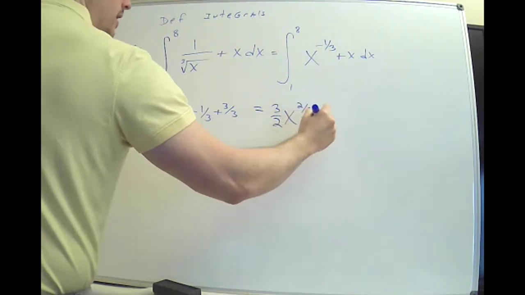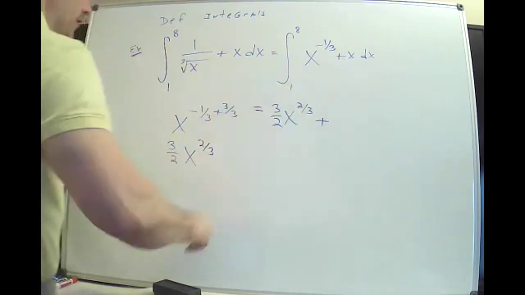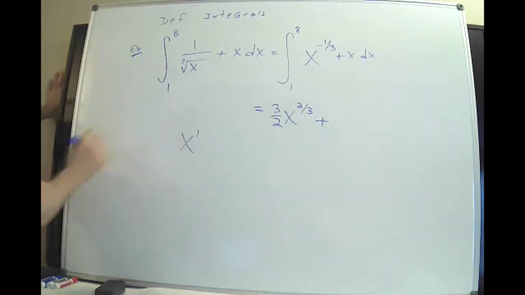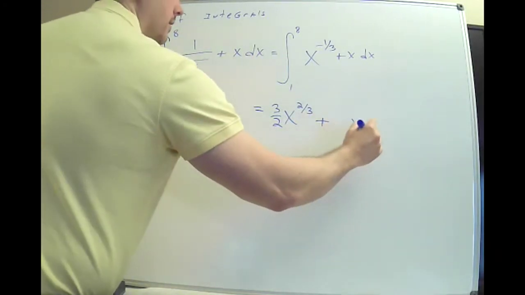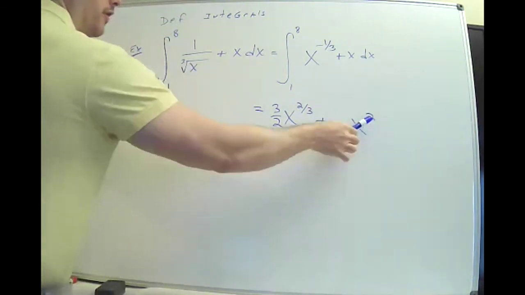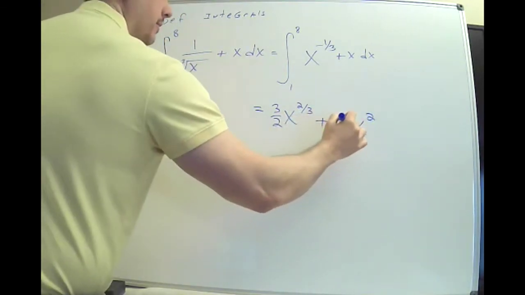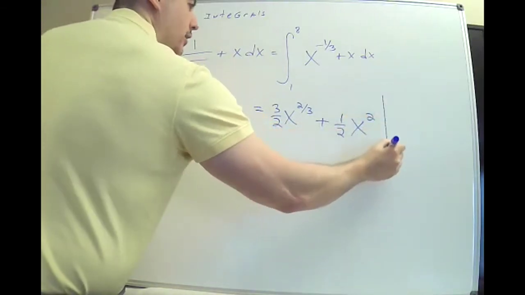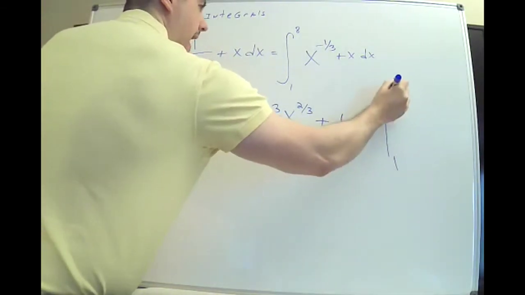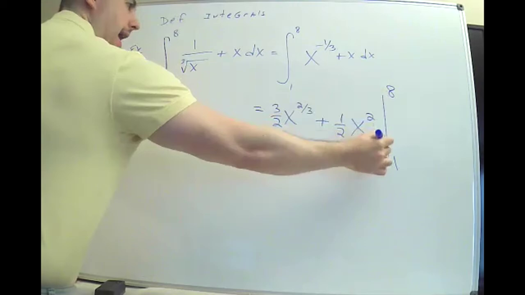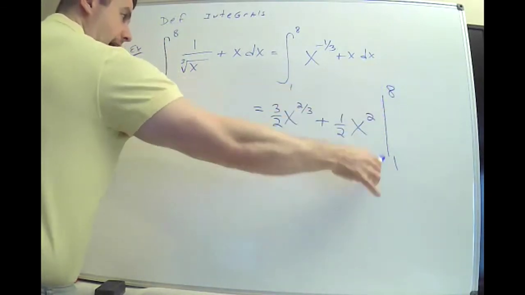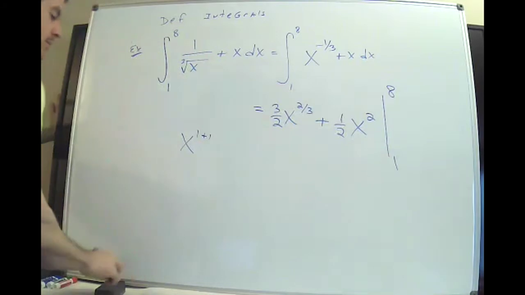Okay, so the antiderivative of x to the negative 1/3 is 3 over 2, x to the 2/3. Now I have to find the antiderivative of x. Not hard. It's x to the 1. Add 1 to the power, which makes it x squared. And then if you want, you could flip that power over and put it in the front. That works if it's a whole number too. And then evaluate it from 1 to 8. Put that big line. This is what you do. You find the antiderivative and you evaluate it at 8 and 1.